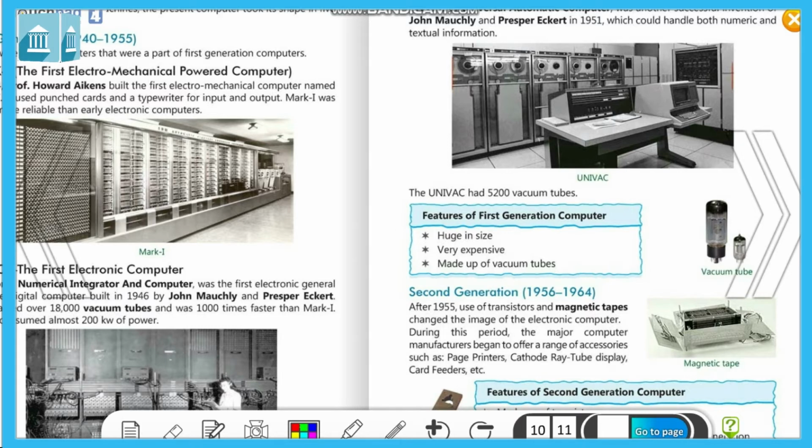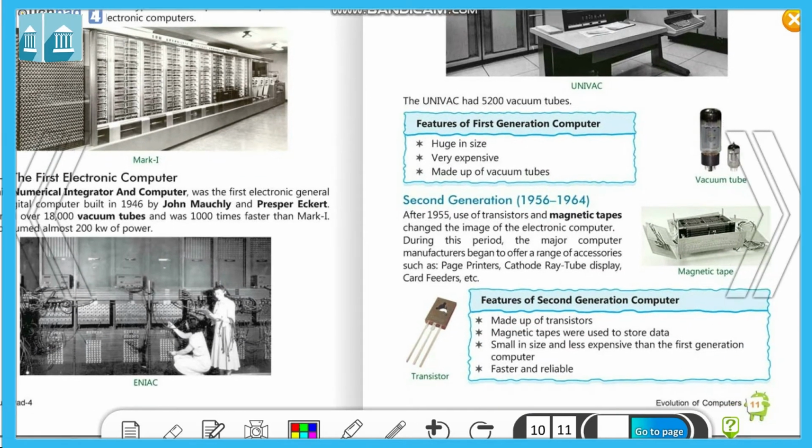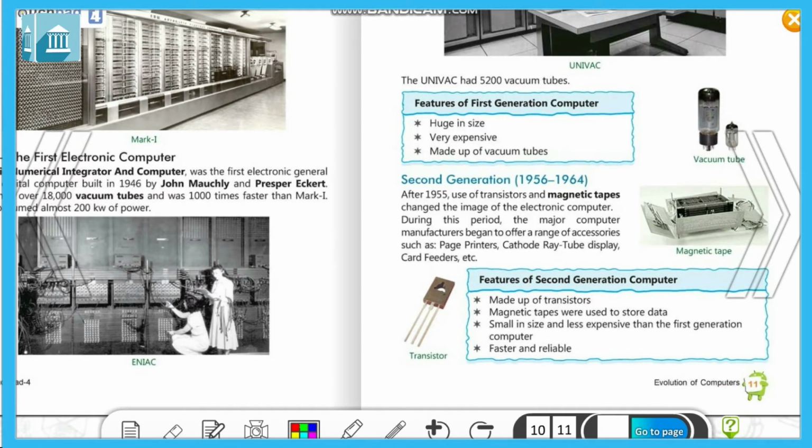If I ask you which are the features of first generation computers, then your answer will be huge in size, very expensive and made up of vacuum tubes. You can see here the vacuum tubes picture, right? Now the second generation computer.